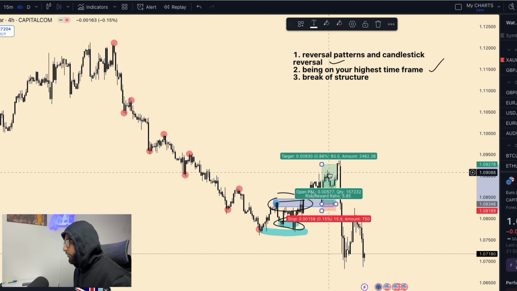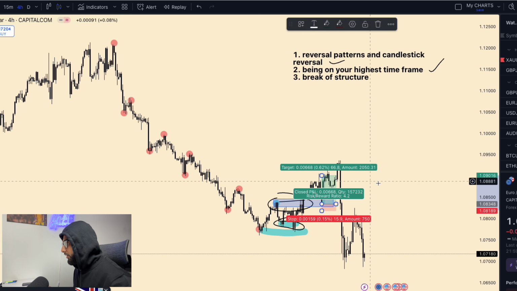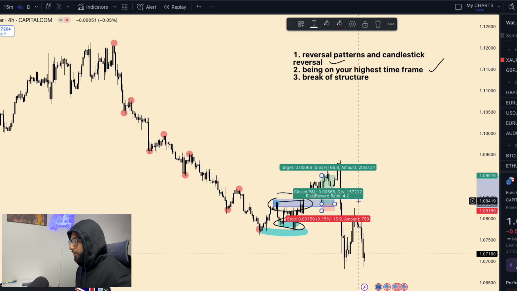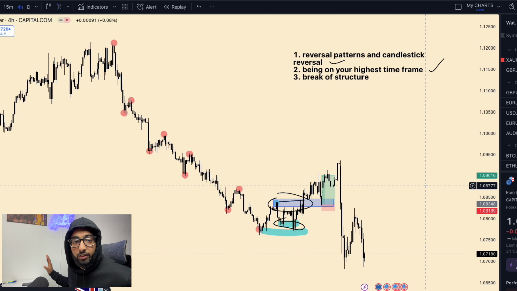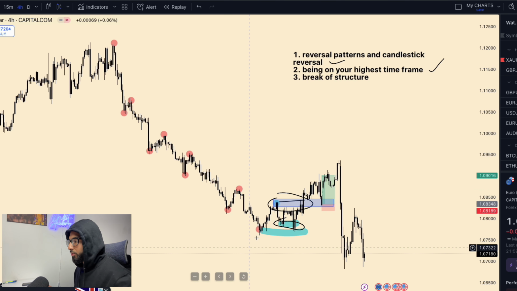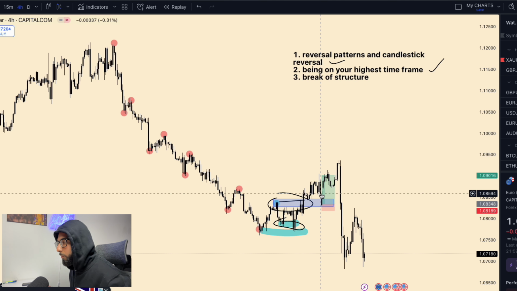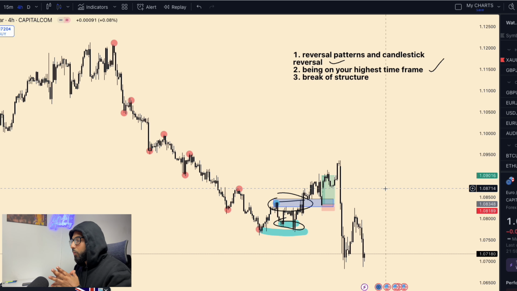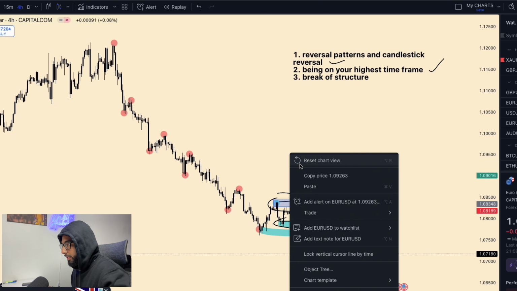So 1.09, let's just say 1.09. A 1 to 4 risk to reward ratio. Boom, sorted, done. We are in the trade, out of the trade. Obviously, we're on the 4 hours, so we can scale in, whatever. But we have followed the three principles of market structure: the reversal, the candlestick pattern. We now get to see a lovely 1 to 4 risk to reward trade.